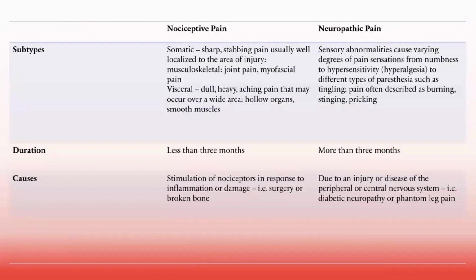arises from sensory abnormalities causing varying degrees of pain sensations, from numbness to hypersensitivity, and is frequently associated with allodynia. Allodynia is described as abnormal pain sensation arising from a non-painful stimulus. The duration of neuropathic pain is prolonged and frequently turns into chronic pain. The cause is a microvascular disease of the peripheral nervous system, less commonly the central nervous system, and maybe polyradiculopathy. It may be mononeuropathy or polyneuropathy.